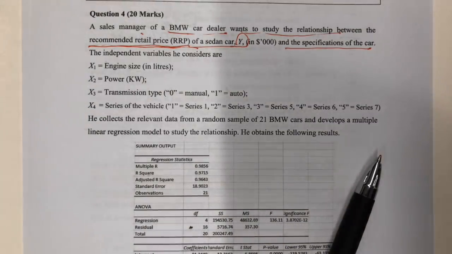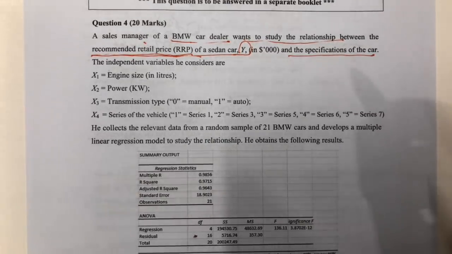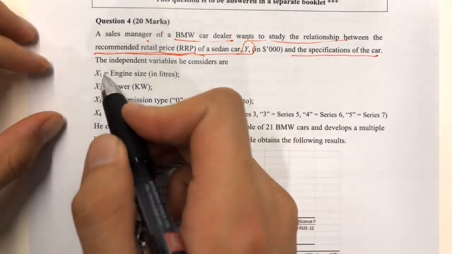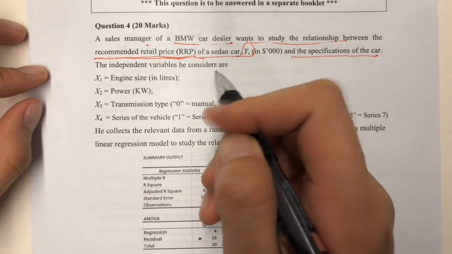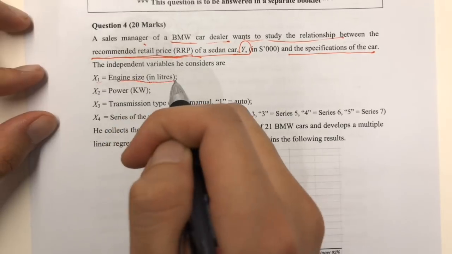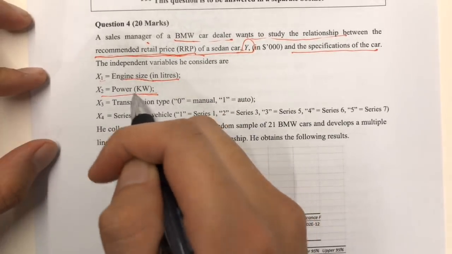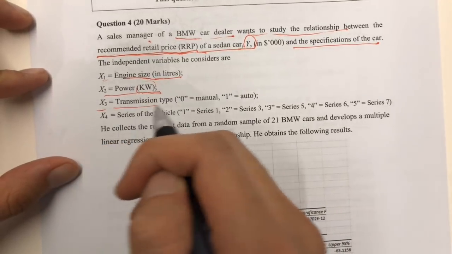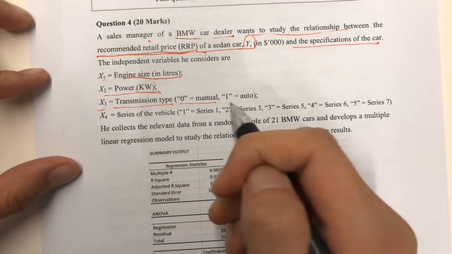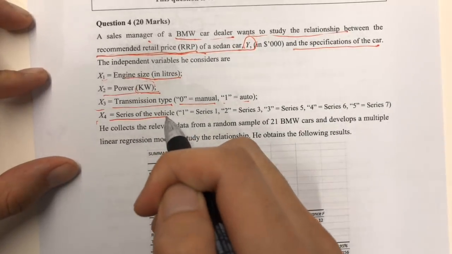Okay, guys, I'm back. Okay, so let's read this question together. So the independent variables he considers are firstly engine size in liters, and secondly power, which is kW. Thirdly, transmission type, 0 for manual and 1 for auto. And fourthly, series of the vehicle.